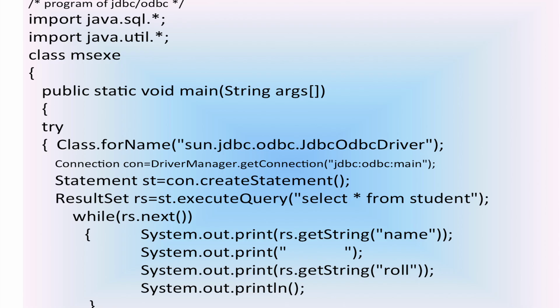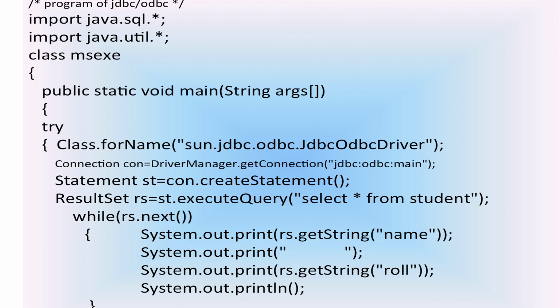Now see the class msexe. This is the class, and public static void main(String args). This is the starting of the program. Then we have a try block, and inside the try block you can see Class.forName with sun.jdbc.odbc.JdbcOdbcDriver. Again the same statement is written here. We have mentioned this driver name. This string will be different in case of SQL driver, so the name will be changed in place of this one.